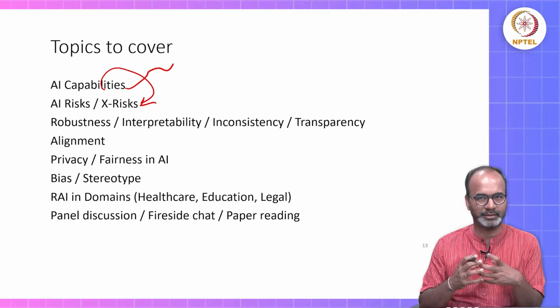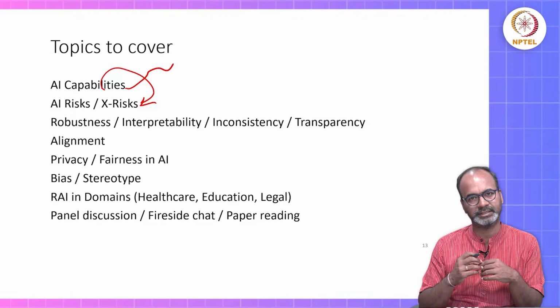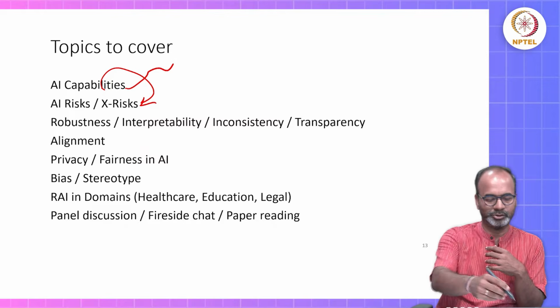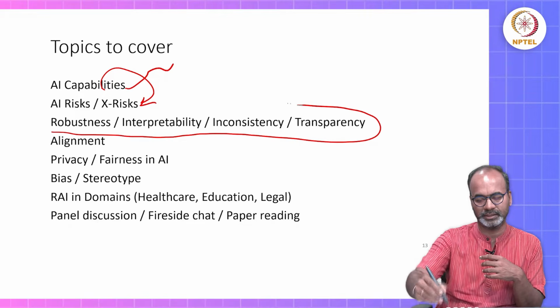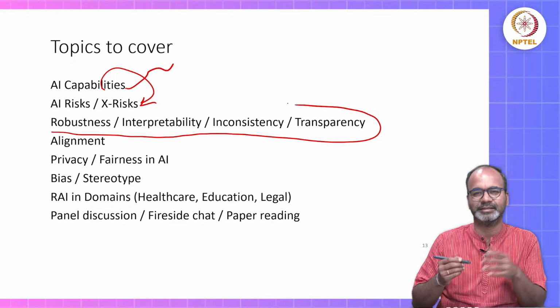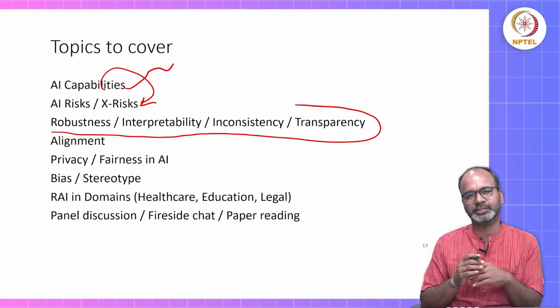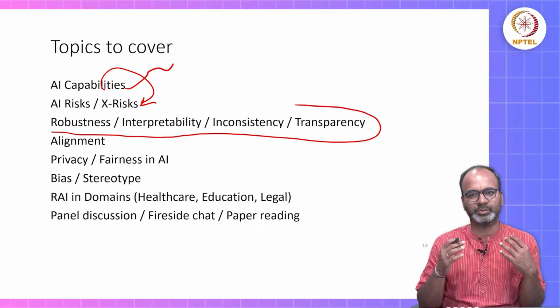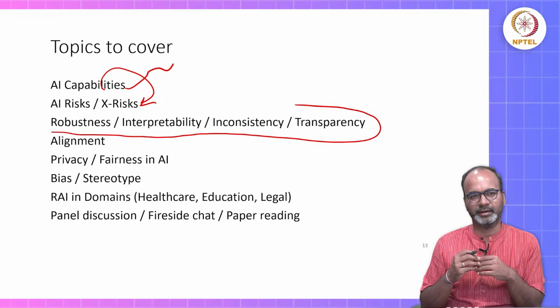Then we'll get into technical details about how to make these capabilities safer, responsible through methods like robustness, interpretability, consistency, transparency. So those are the topics we'll look at. These are not probably arranged in any particular order. First two is probably connected with the first 2 weeks, but later topics can come in different order.